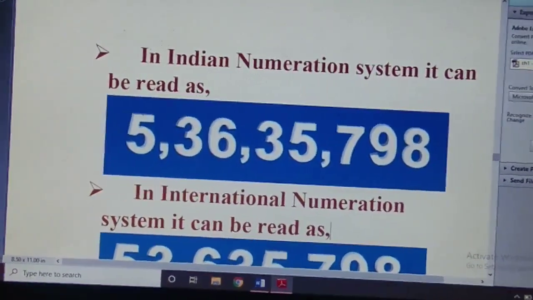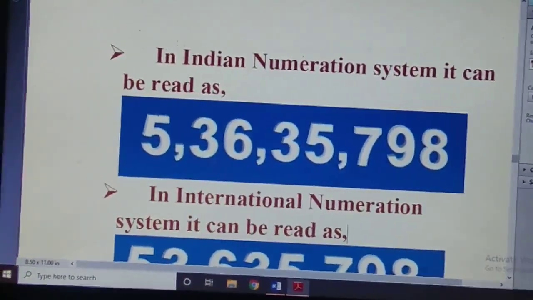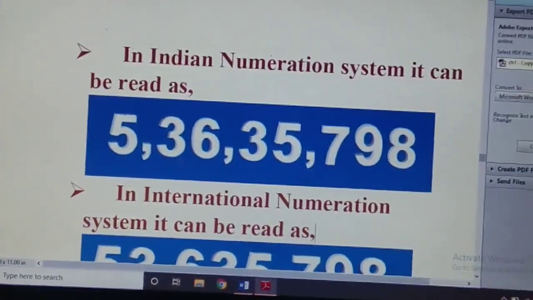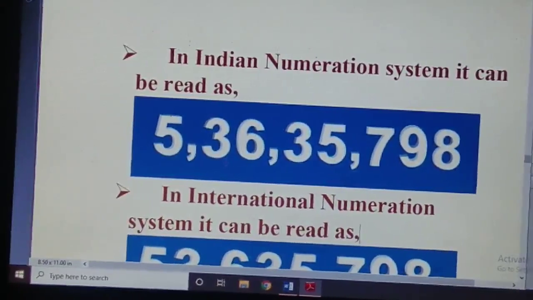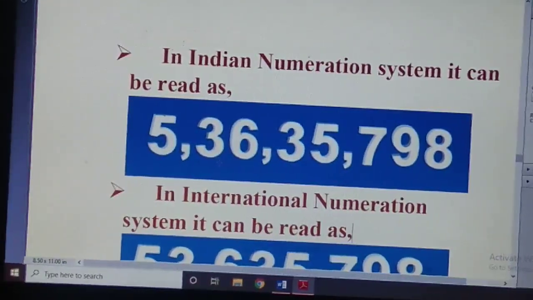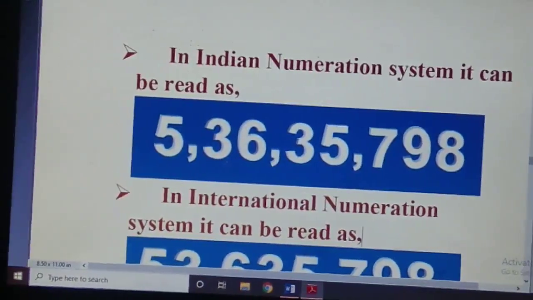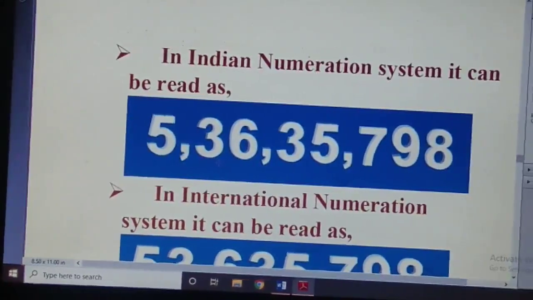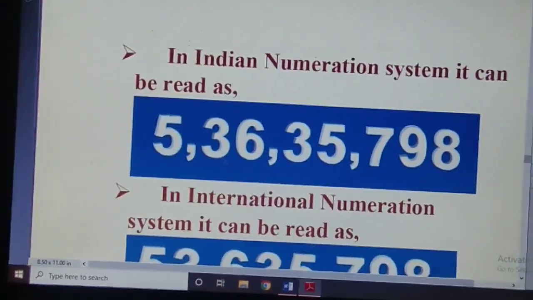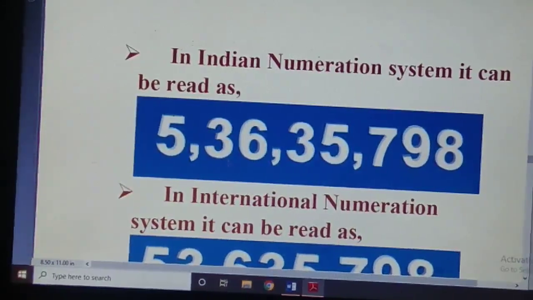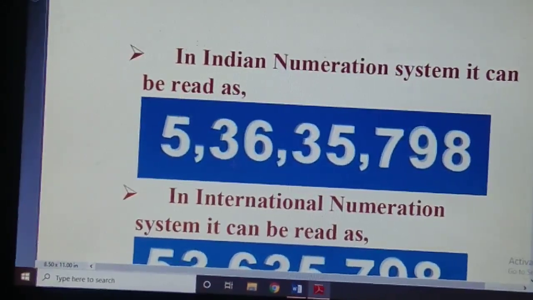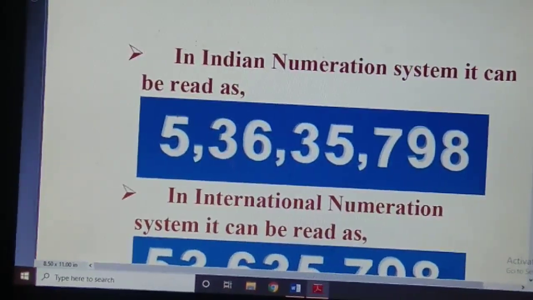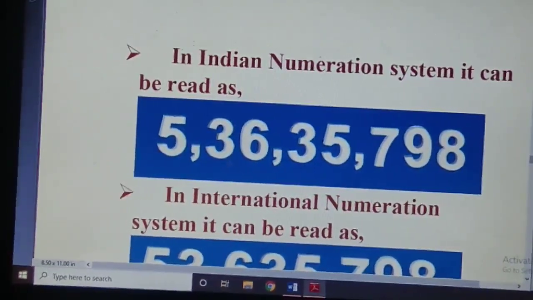Then how can you read that number in the Indian system as well as the international system? We will see how we can read it. In the Indian system, you can read it as 5 crore 36 lakh 35,798. But in the international system, how can you read 53,635,798?